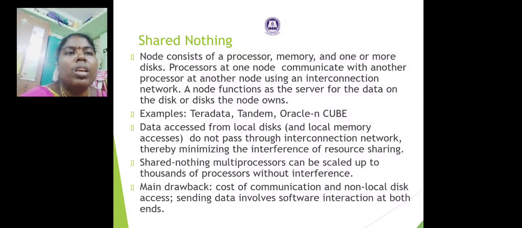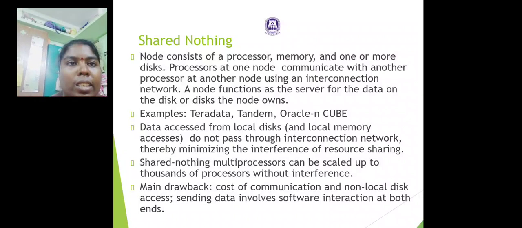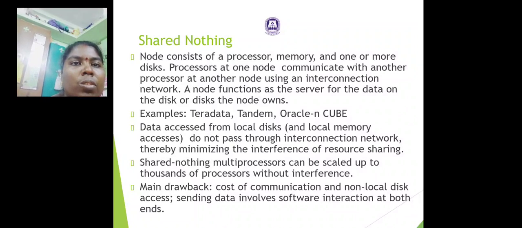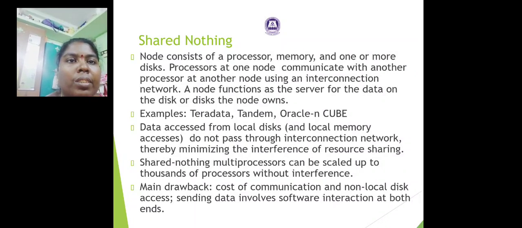Processors at one node communicate with processors at another node using an interconnection network. A node functions as the server for the data on the disk it owns. Examples of shared nothing architecture are Teradata, Tandem, and Oracle nCUBE. The data accessed from local disk does not pass through the interconnection network, thereby minimizing the interference of resource sharing. So the shared nothing multiprocessor can be scaled up to thousands of processors without interference.